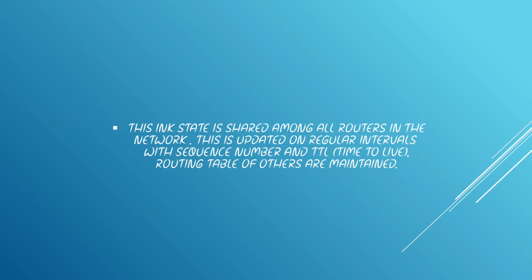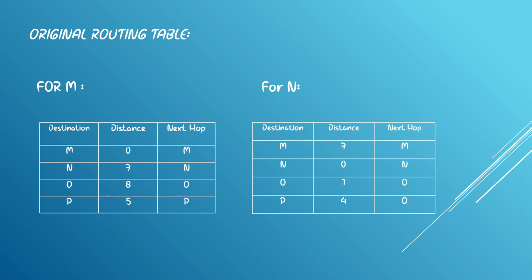The link state is shared among all the routers in the network. This is updated at regular intervals with sequence numbers and TTL, that is time to live. Routing tables of others are maintained. The original routing table for M: M to M distance is 0 and next hop is M. M to N distance is 7 and next hop is N. M to O distance is 8 and next hop is O. M to P distance is 5 and next hop is P.